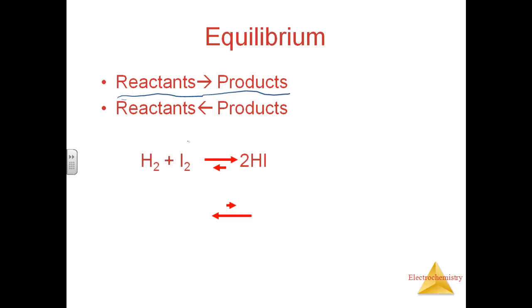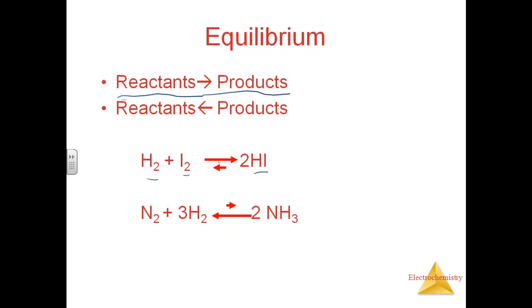So for instance, you might have this reaction between hydrogen and iodine where you're forming hydroiodic acid, and the larger arrow suggests that the products are favored here, but there is a little bit of reaction going backwards. Okay, that there is some HI going back and becoming H2 and I2.